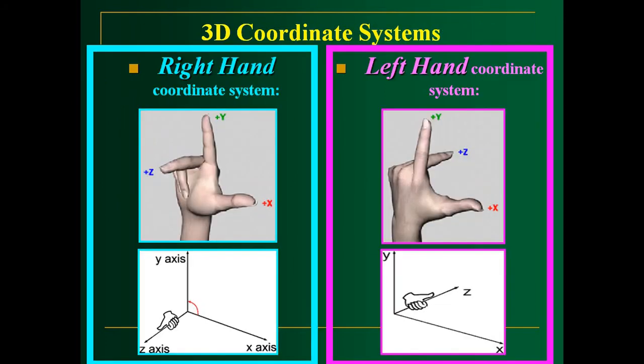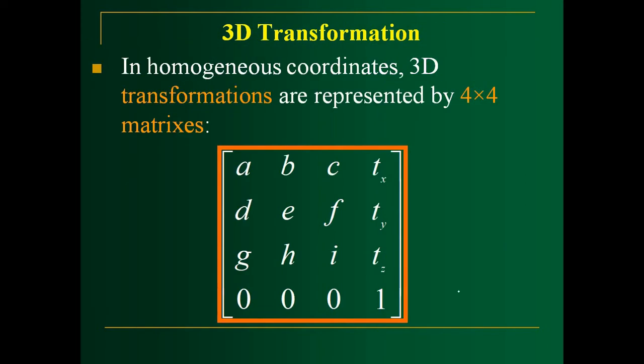Now for the 3D coordinate system, if we use a right hand system, we will have x here, y here, and z here. If we use the left hand coordinate system, we will have x, y, and z on the other side. So these are the two types of coordinate system. In homogeneous coordinates, 3D transformations are represented by 4 by 4 matrices, as you can see from here. These are your transformation parameters, and here is your value.